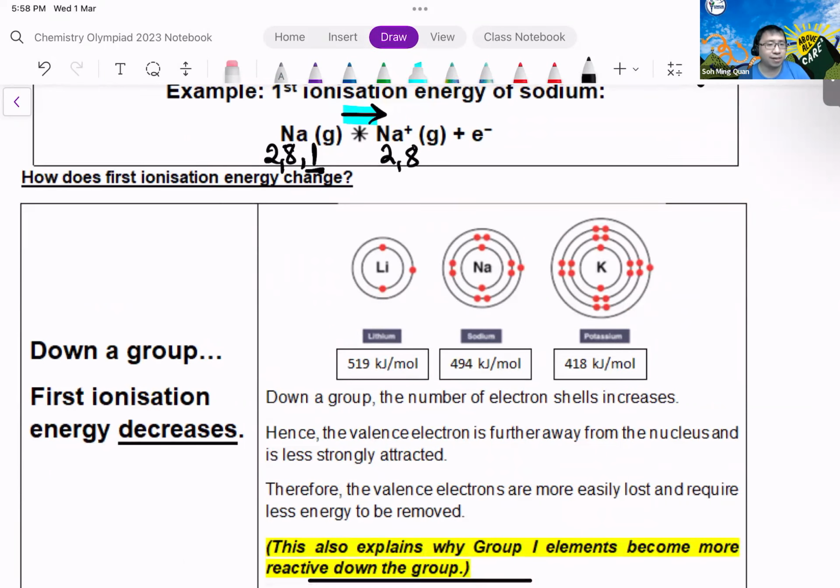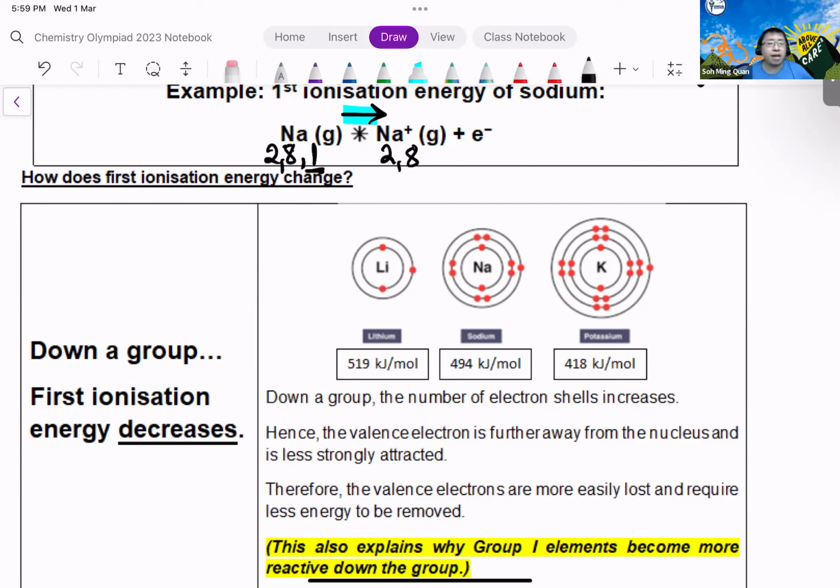So, is the first ionization energy going to be the same for all elements? Clearly not. If you think about it, the valence shell can change, right? If you look at a single group, let's say group 1: lithium, sodium, potassium. Lithium, the valence shell is the second shell. Sodium, the valence shell is the third shell. Potassium, the valence shell is the fourth shell. So quite clearly, you are talking about removing the electron from a different shell: second shell, third shell, fourth shell.